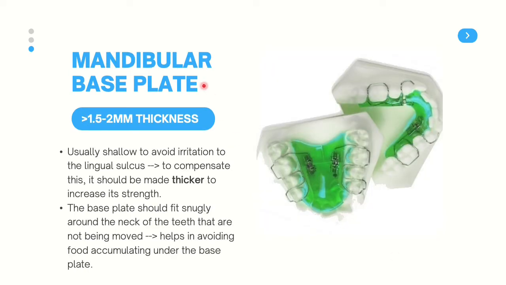Now, how about the mandibular base plate? The thickness is usually more or less within 1.5 to 2 mm. It is usually shallow to avoid irritation to the lingual sulcus here. To compensate for this, it should be made thicker to increase its strength. The base plate should fit snugly around the necks of the teeth that are not being moved. This helps in avoiding food accumulation under the base plate.